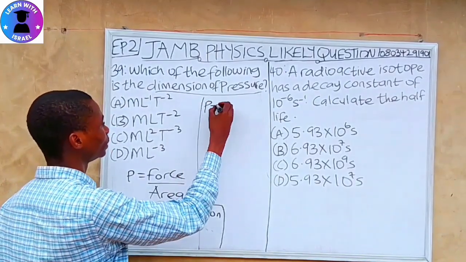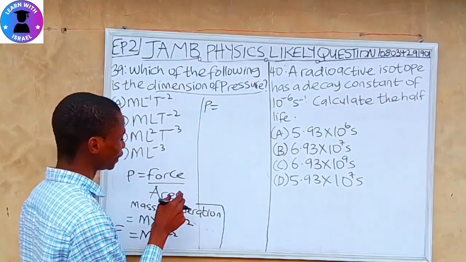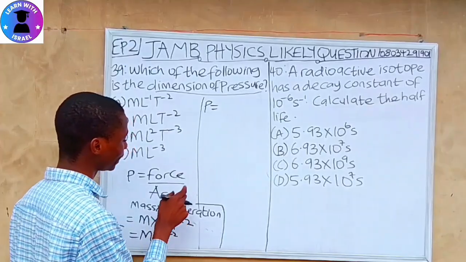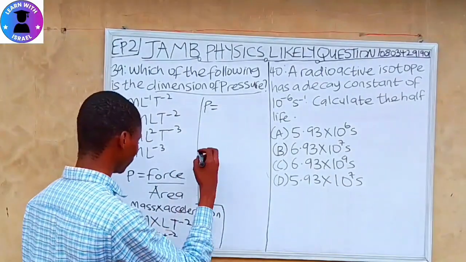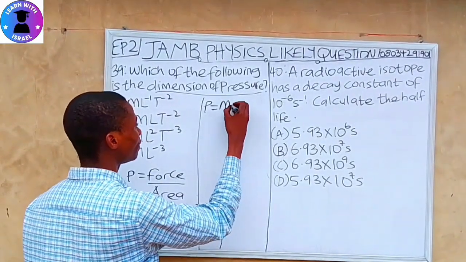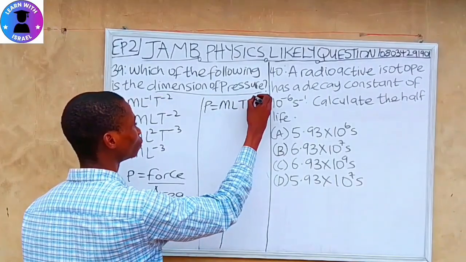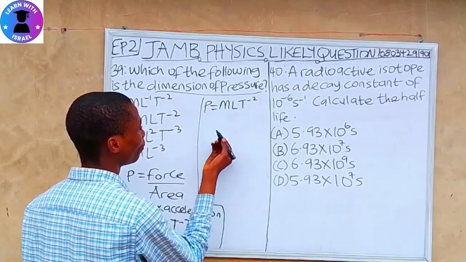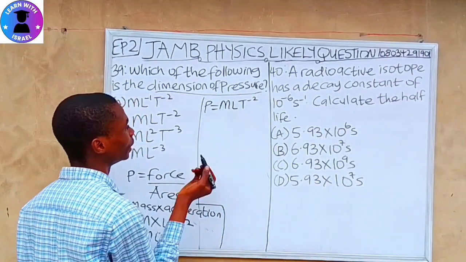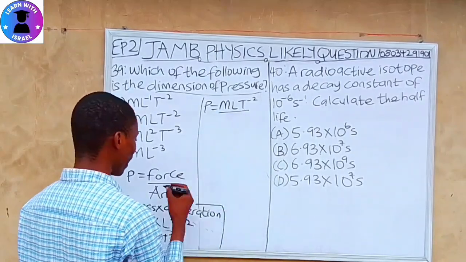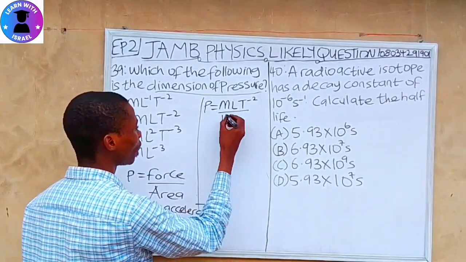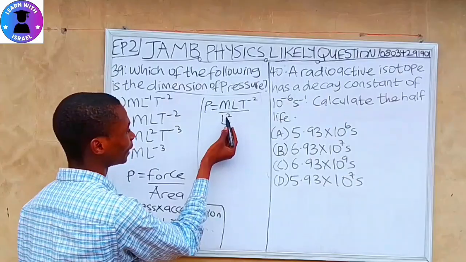So let's bring it back here. Our area is represented as length times length. Our force is MLT^-2. We have one invisible one here, and we also have one invisible one here. You all know that. So our area is length times length, so that will be L^2. Let's represent it as L squared.